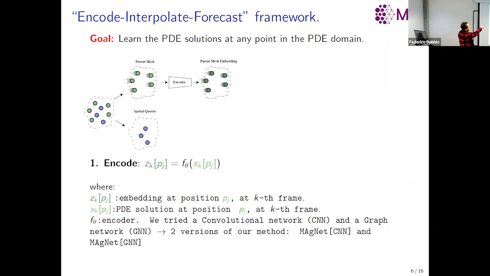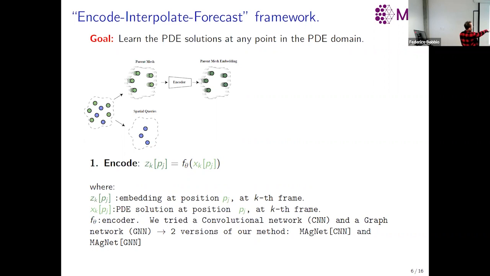So basically, you want to try to encode the information, in this case of the PDE solutions known in the past. The little transparent circles there mean that you have multiple frames for the solutions. You want to encode this information, usually in a smaller dimension, using an encoder that can be, for example, a convolutional neural network, or a graph network. We use the two. The second one allows you to avoid the regular grid.